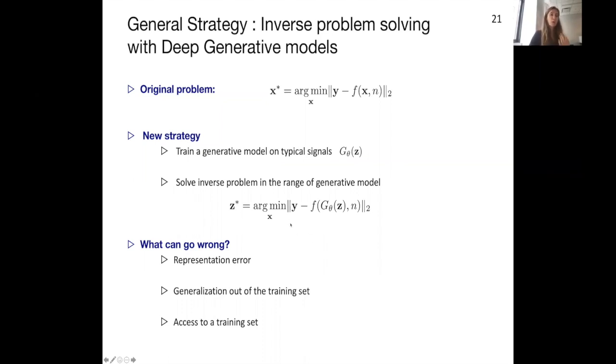Okay, what can go wrong? There is this problem of representation error, which I think is exactly your question: what if the image I'm actually trying to reconstruct is not in the range of the generative model? There is a related problem of generalizing out of the training set, so how tied am I to the type of data I fed to the generative model when doing the reconstructions. And there is an even bigger problem of having access to a training set at all.